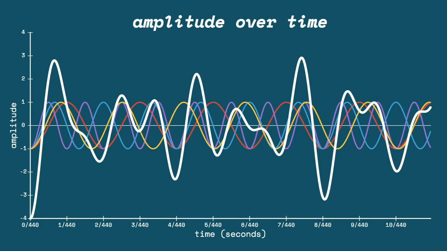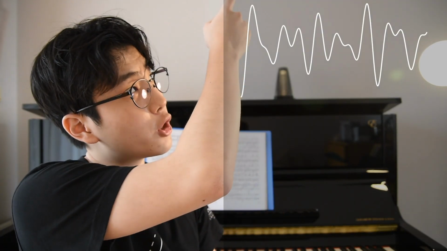Adding more waves will only make the total wave more complex, but this is what a microphone or our ears hear. It's the Fourier transform's job to decompose it into the original waves of different frequencies. So how does it do that?